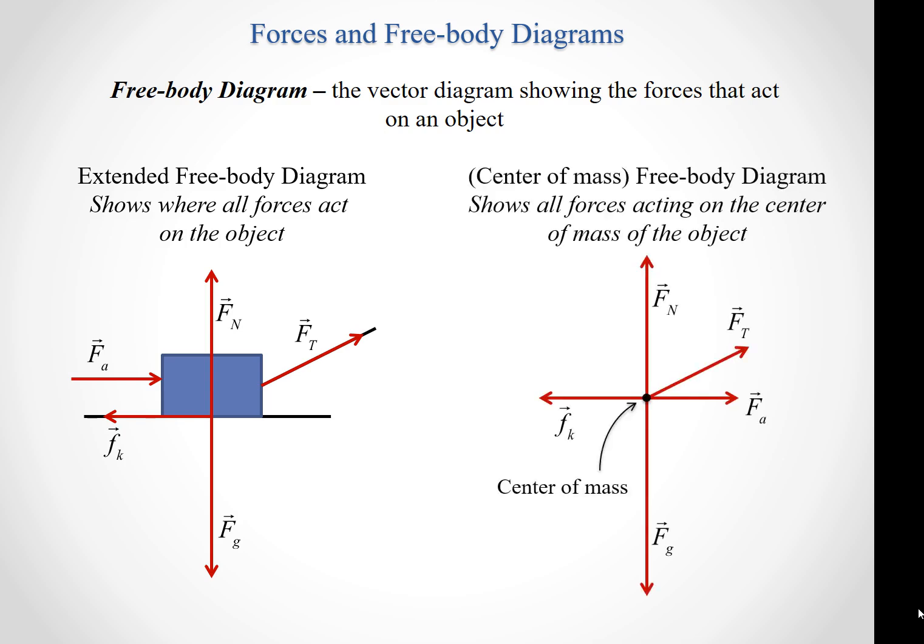The second diagram is a center of mass free body diagram. In this free body diagram, I represent the object as a point at its center of mass and draw all the forces as if they act at that point. For the first several weeks of the course, we will model objects as if they are point masses. As a result, we will draw free body diagrams from the center of mass.